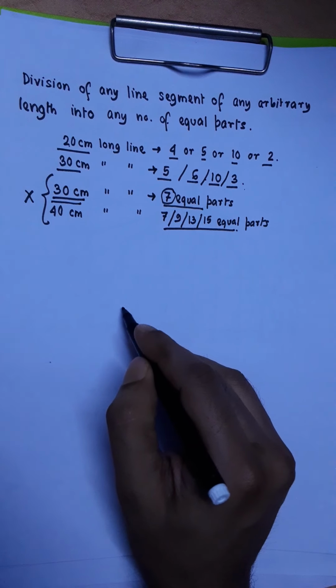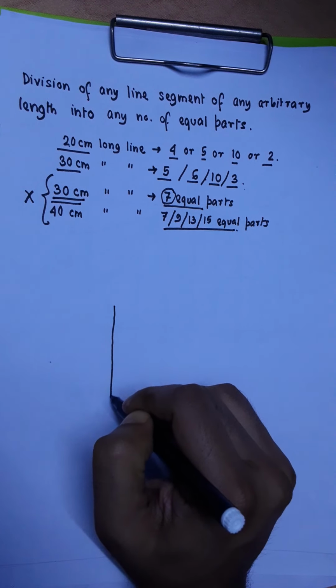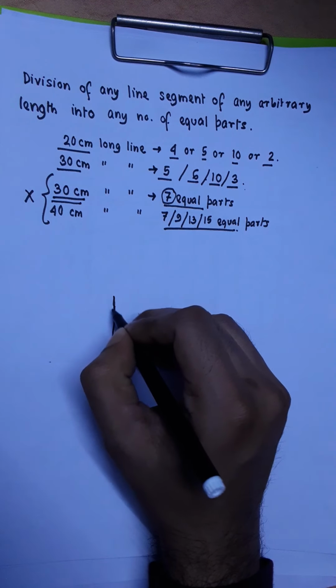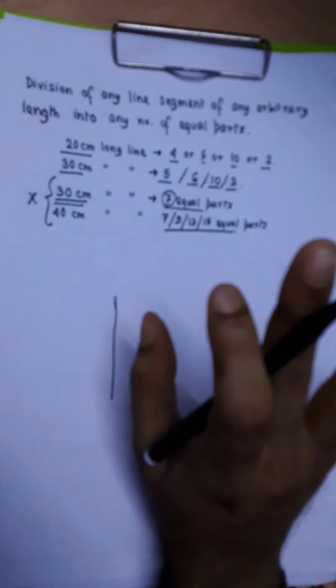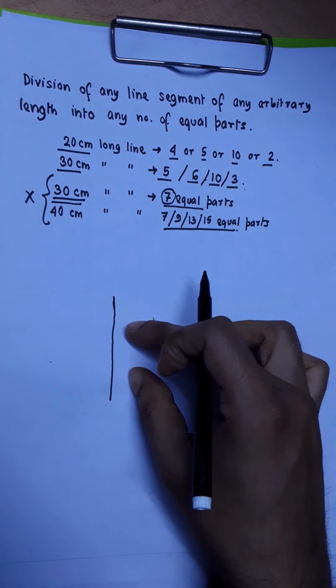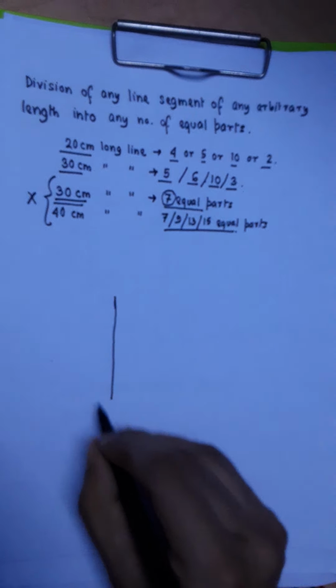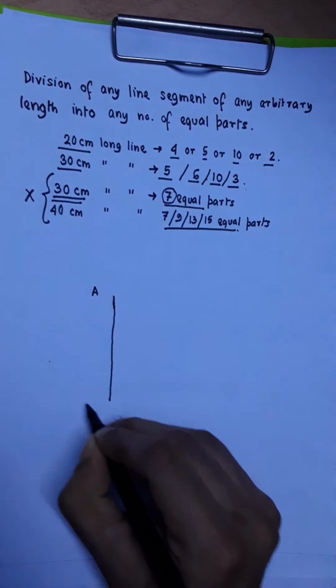So for that, let us consider any line like this. Let us consider any line and let its length be arbitrary. We do not assign any length to this line. Let it be of any length. We want to divide this line into say 5 equal parts. This line we are calling AB, the two ends of the line being A and B. And we have to divide this line into 5 equal parts.